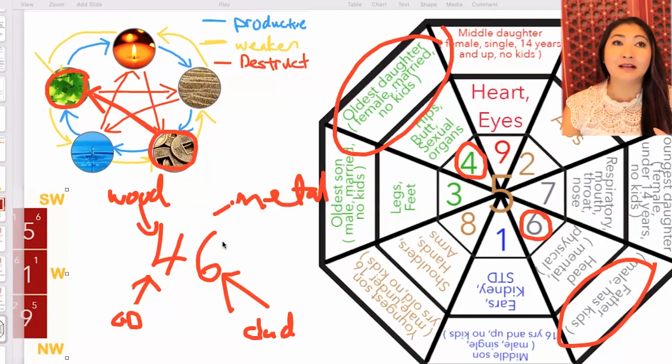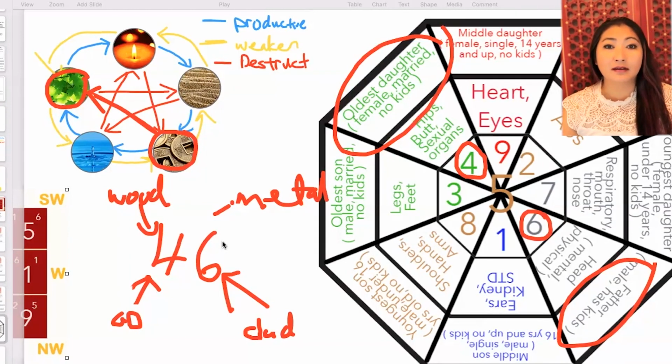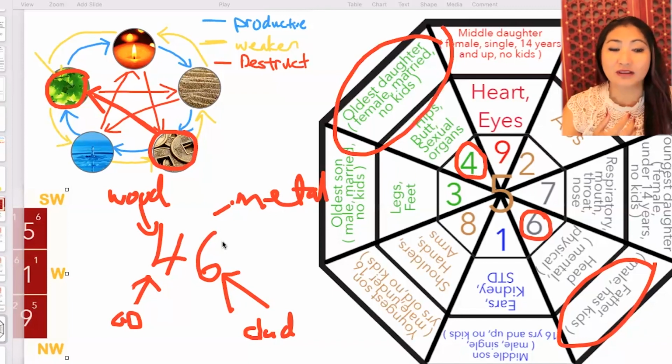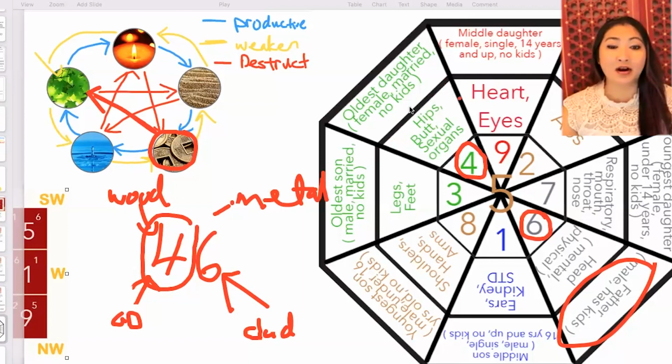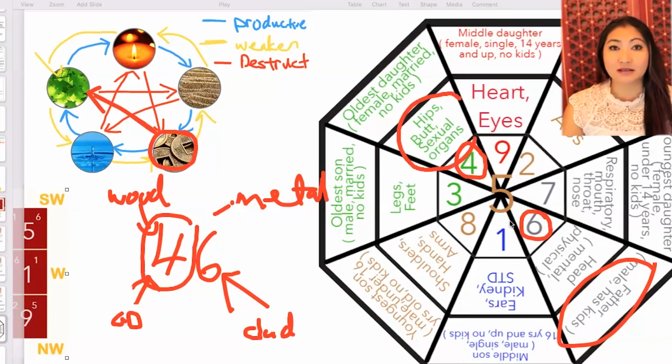Because if that were to happen, then the patriarch would have issues with the older daughter, okay? And the other thing too, with metal cutting the wood, it also means that the wood would be weak here, right? It's destroyed. So the health issues that you're likely going to see are around hips, butts, or sexual organs. It could be as simple, or on the lower end, like diarrhea or something like that. On the higher end, it could be a more serious level.